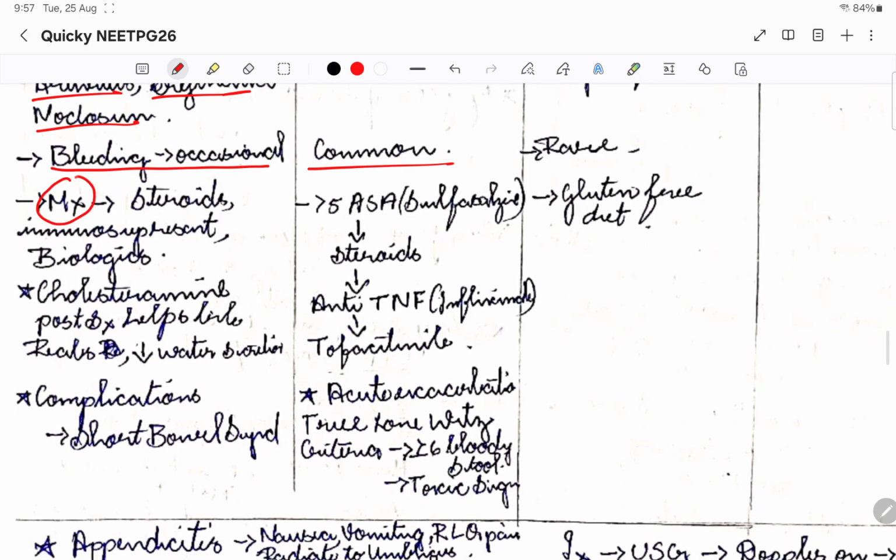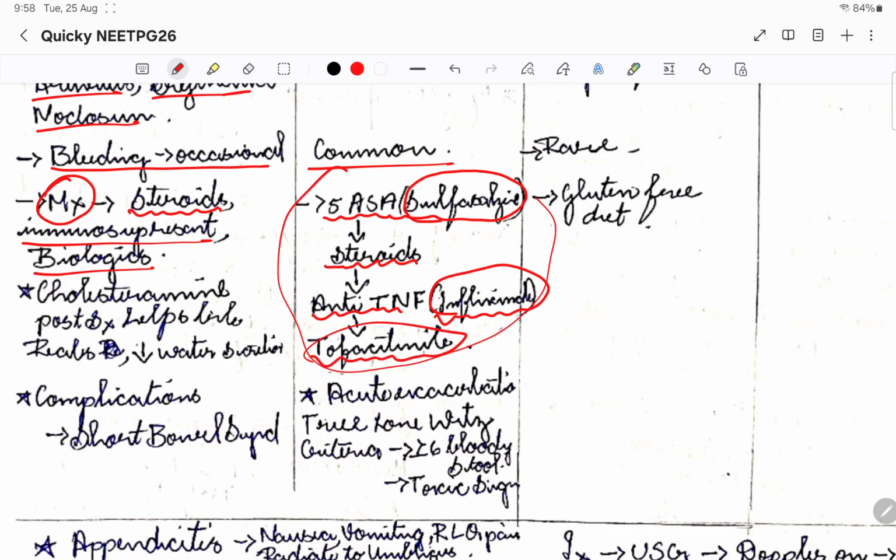The management will be steroids, the mainstay of treatment. Then immunosuppressants and biologics can be used. Whereas in ulcerative colitis, it is 5-ASA, that is sulfasalazine, that is used. After that we'll go for steroid therapy, and anti-TNF, that is infliximab, can be used. Then tofacitinib. So please note everything. This is very important with respect to ulcerative colitis treatment.